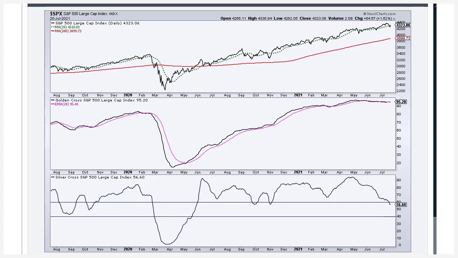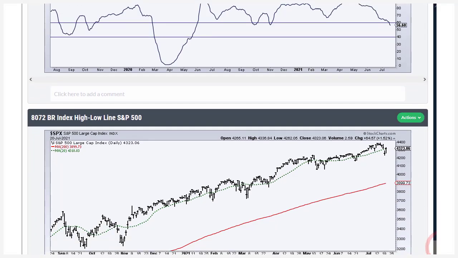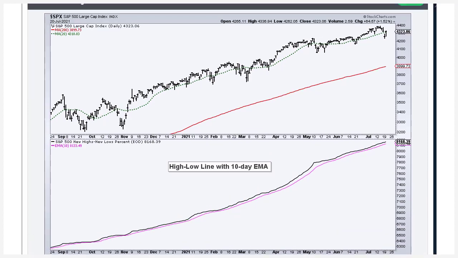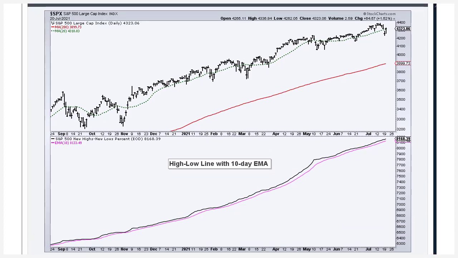And then the third indicator, and I always like to use odd numbers. That way you don't have any ambiguity. It's either a buy signal or a sell signal. So if you have two of these three turning bearish, that would argue for a correction. But this third indicator is the high-low line, and it's been rising for several months now, lots of months.